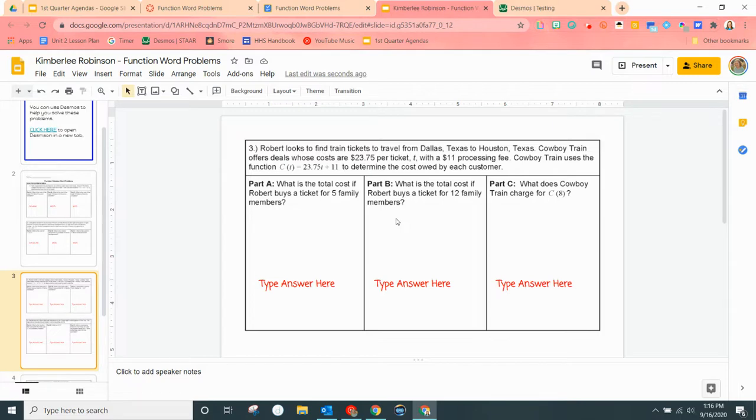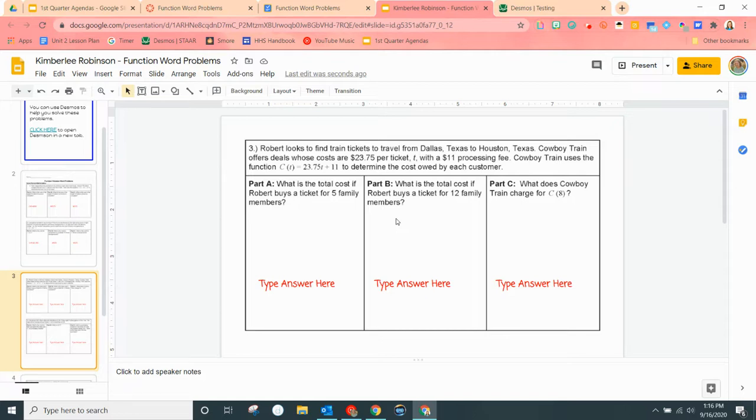Cowboy train offers deals whose costs are $23.75 per ticket T. So we're calling our tickets T, with an $11 processing fee. Cowboy train uses the function C of T. So the cost is a function of T, how many tickets you buy, is equal to 23.75 T plus 11 to determine the cost owed by each customer.